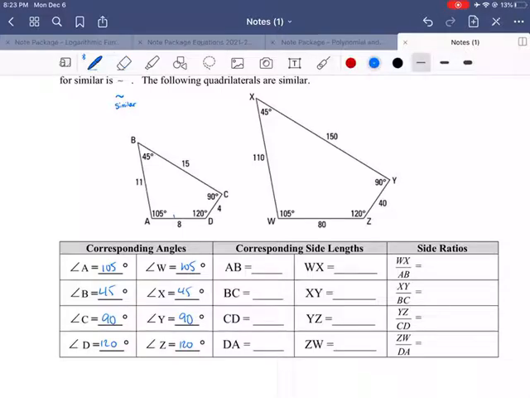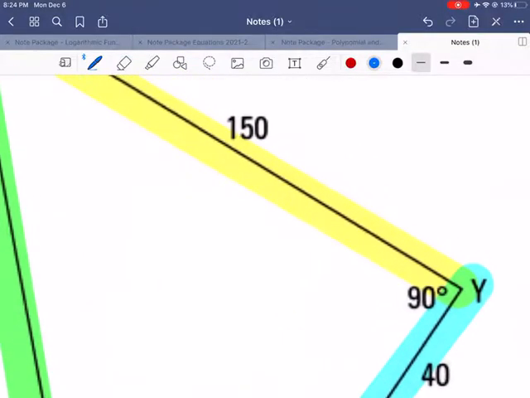So the side length AB is 11. And where's the corresponding side to AB? Well, it's in the same position, and it's going to be 110. And it's WX. Now let's take a look at the next one. We're going to do BC. So BC is 15. And the corresponding side to BC is XY. And that's 150. Side CD is 4, and side YZ is 40. DA is 8, and ZW is 80.